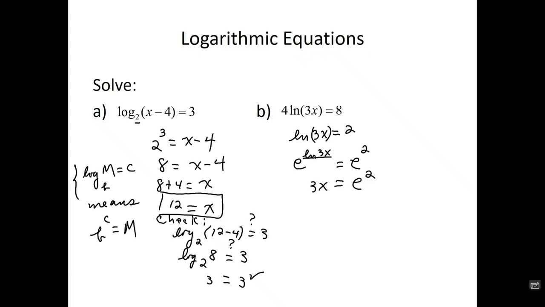And now x, dividing by 3, we get e squared divided by 3. So x is equal to e squared divided by 3, or if you use your calculator, you should get the approximation. x is approximately 2.46. All right.